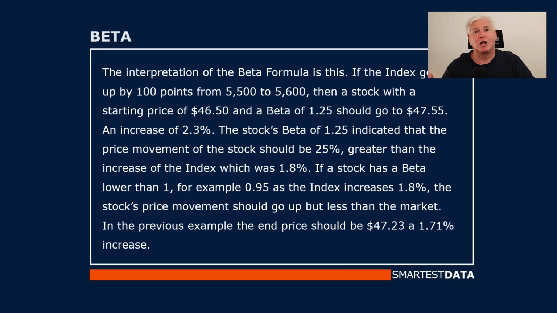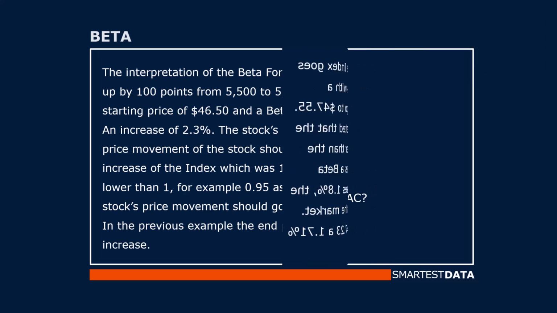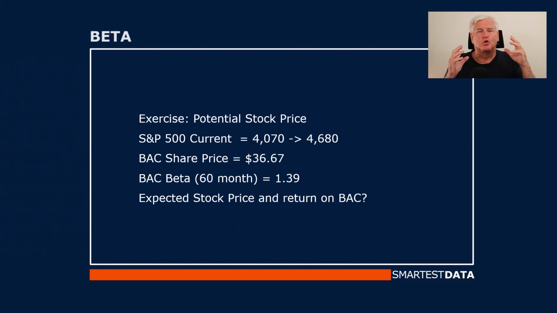If a stock has a beta lower than 1, for example 0.95, as the index increases 1.8%, the stock's price movement should go up, but less than the market. In the previous example, the end price should be $47.23, a 1.71% increase. Let's go through a theoretical example, using random prices and random index moves.